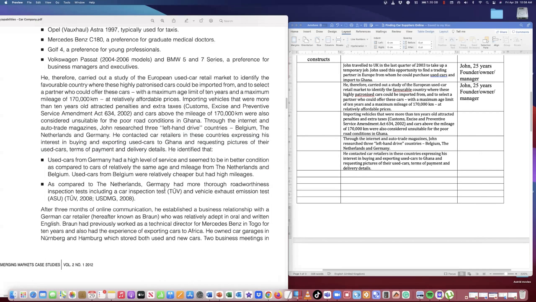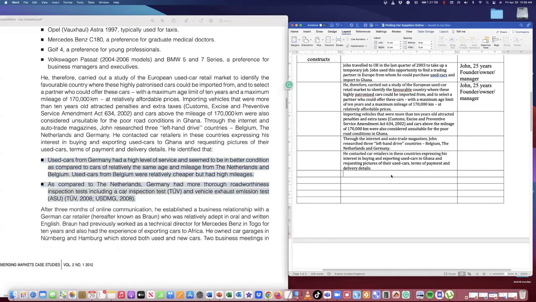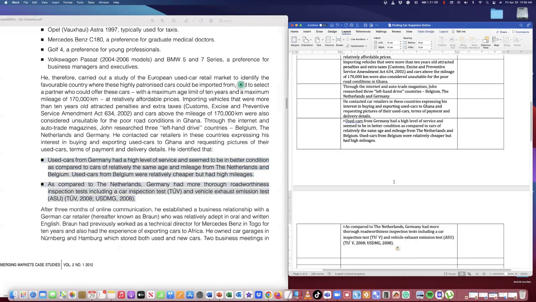As compared to Germany had more roadworthiness. How to select a car supplier online? Is this, these two, is it relevant? Yes. Okay, I'll put it together. Since they are all describing the same thing, let's put it together.